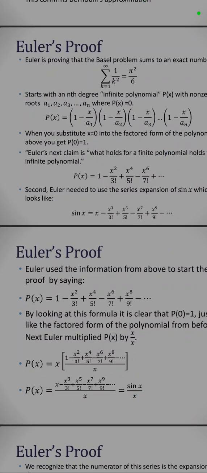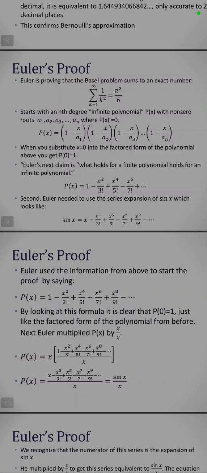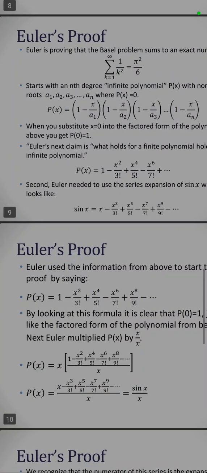Yeah, and for Euler's proof, Euler used the information from above to start the proof. Okay, p(x) equals 1 minus x square upon 3 factorial. He is using this polynomial. On what grounds, it's not known here, and it seems that he got it out of thin air, but that's not the case. Okay, but let's move on.